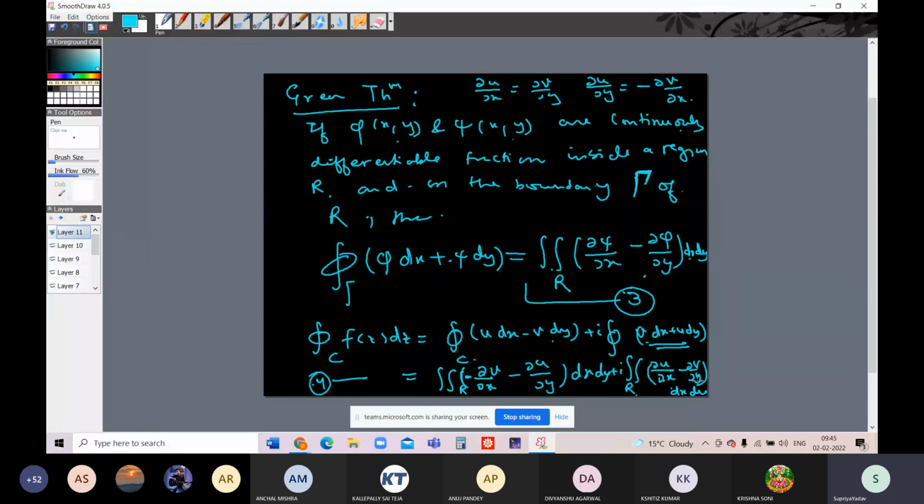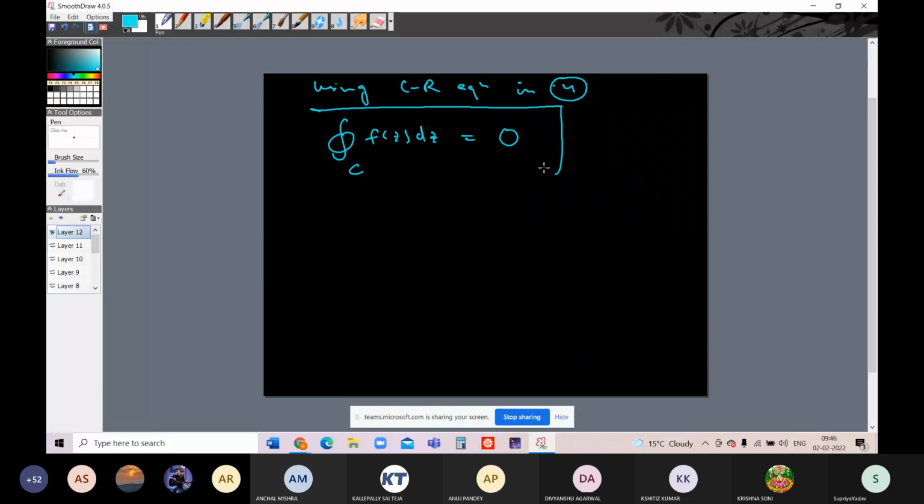So by the CR equations, both the integrals on the right hand side of equation 4 will be 0. So the line integral of f(z) dz will be 0 plus i times 0, that will be 0. Hence we proved the statement of Cauchy integral theorem. So Cauchy integral theorem is proved here.